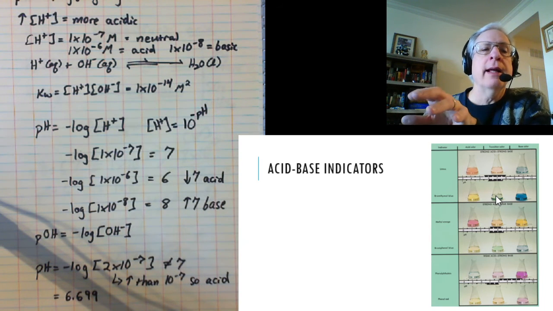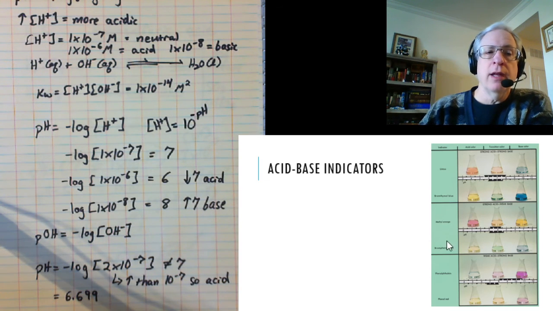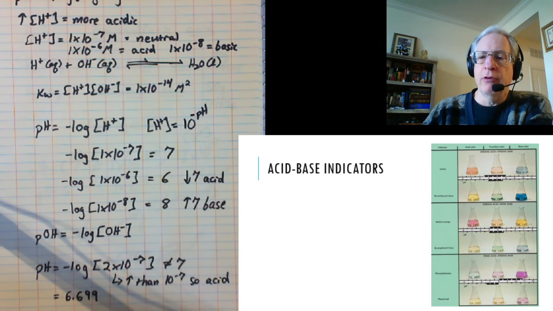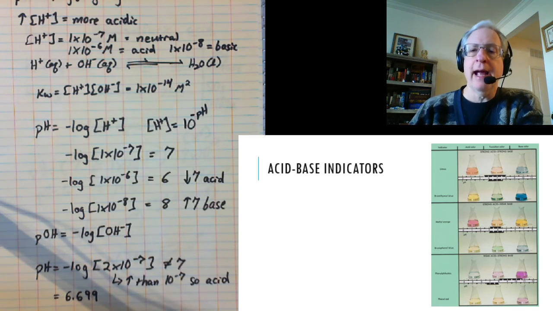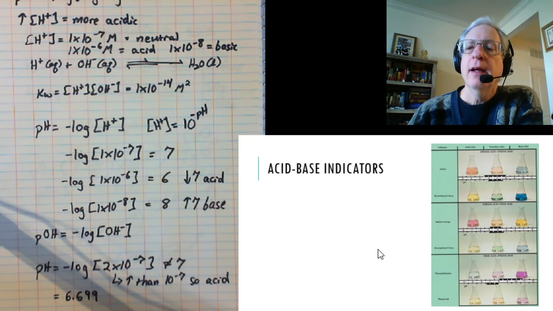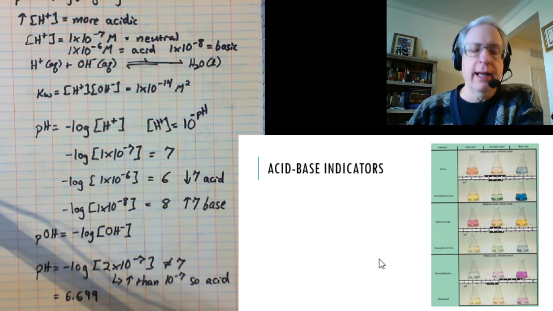You can use other indicators like orange for acidic. There are lots of indicators out there. You can even use, in a lab I used to do, we used to use red cabbage as our pH indicator because red cabbage has a huge pH range. I might even have an image of that. I guess I don't. You can look online about using red cabbage as a pH indicator.